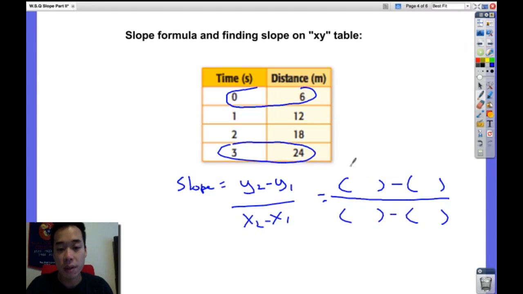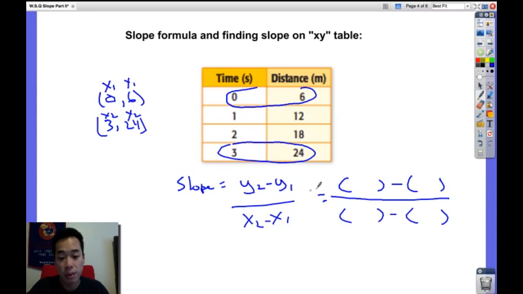Remember, it's the difference. So the two ordered pairs that I'm going to choose to use are 3, 24 and 0, 6. I'll make this x1, y1, x2, y2. And then just remember that's y2 minus y1. So y2 is 24, y1 is 6, x2 is 3, and x1 is 0.